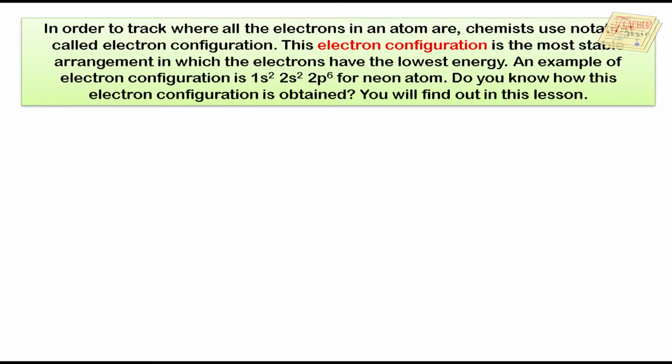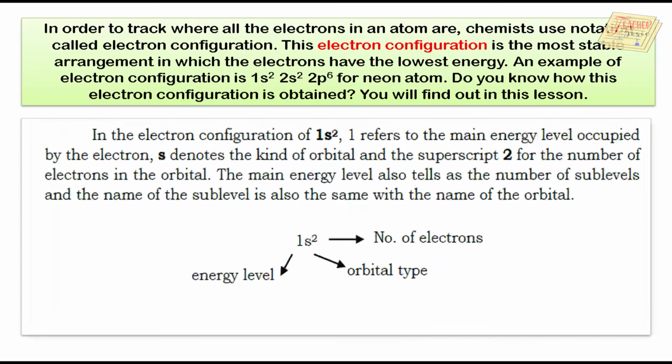In order to track where all the electrons in an atom are, chemists use a notation called electron configuration. This electron configuration is the most stable arrangement in which the electrons have the lowest energy. An example of electron configuration is 1s2, 2s2, 2p6 for neon atom. Do you know how this electron configuration is obtained? You will find out in this lesson.